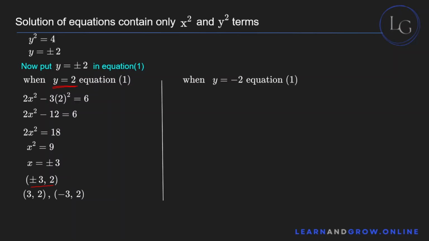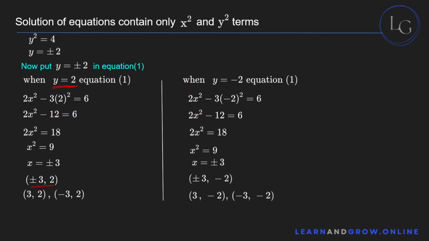Now, in the second one, you'll put the value of y is equal to minus 2, the second value you found over here. And you'll put that in the same equation number 1. When you do that, and upon calculation, you'll get two more values for x, positive 3 and negative 3 again. So you now have two more values. One is this, and one is this. Now, the solution set will have 4 values.